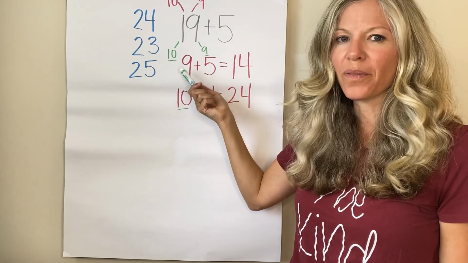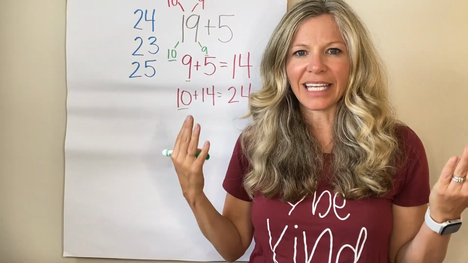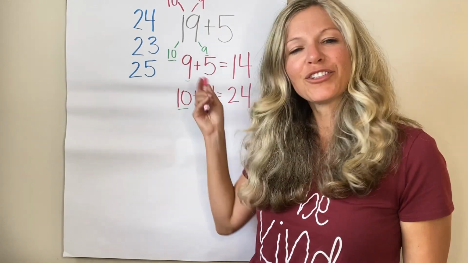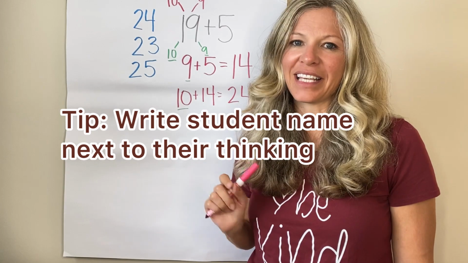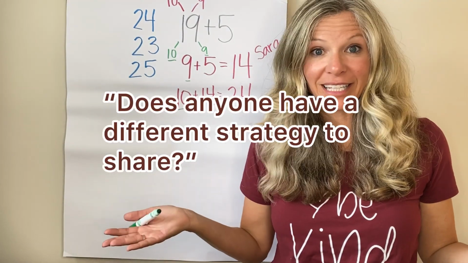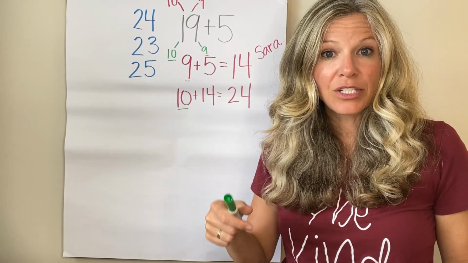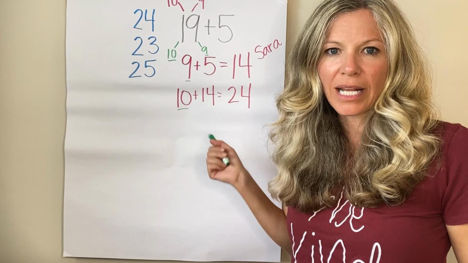Well, how did you know that 9 plus 5 equals 14? And it is amazing the thinking that can come out of these number strings. After a student shares their strategy, I write their name next to it, and this shows them that their thinking is important. Now I would ask, does anybody have a different strategy they would like to share? And then when I call on that student, I would say, okay, which answer do you want to justify? And then I would write their strategy down.